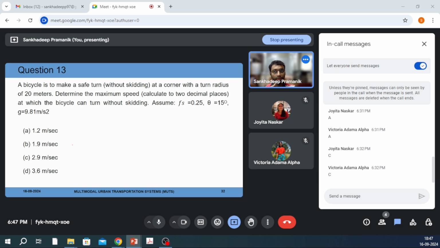Next is, a bicycle is to make a safe turn without skidding at a corner with a turn radius of 20 meter. Determine the maximum speed, calculated to 2 decimal place, at which the bicycle can turn without skidding. Assume Fs as 0.25, theta 15 degree, and G is 9.81.